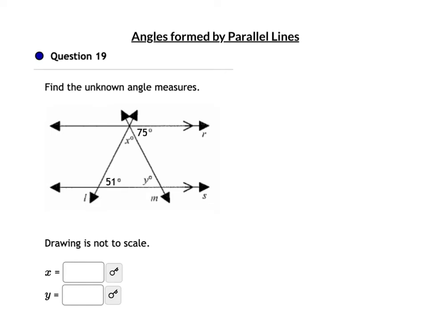Here are some questions from your assignment. Looking at the parallel lines and looking at this transversal, we see the 75 and the Y are alternate interior angles. They're on alternate sides of that transversal, I marked in blue. They're on the interior of the parallel lines. That tells us that Y has got to be 75 degrees.